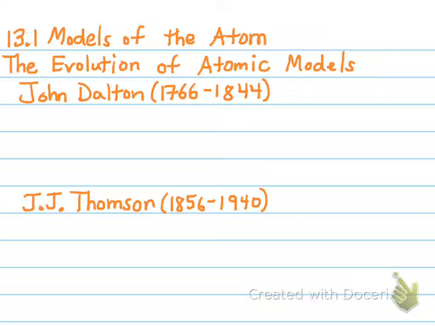So, this is a little bit of review. Some of this information we've already talked about a little bit, but we will review it. So we're going to talk about models of the atom and the evolution of atomic models, so how our current understanding of the atomic model came to be. And so we're going to start by reminding you about John Dalton, who lived from 1766 to 1844.